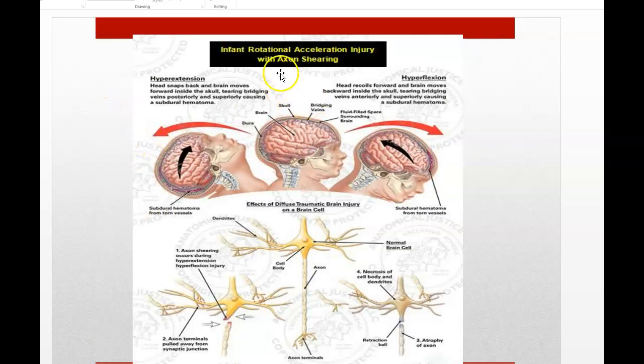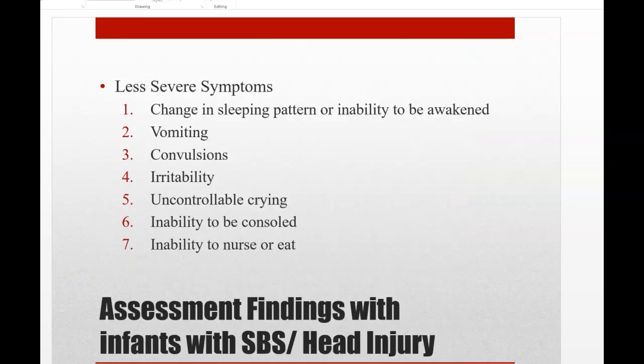Here's an example of infant rotational acceleration injury with axon shearing. As you can see, the baby doesn't have enough support in the neck. In the head, the brain is moving about, causing injury and shearing of the axons.